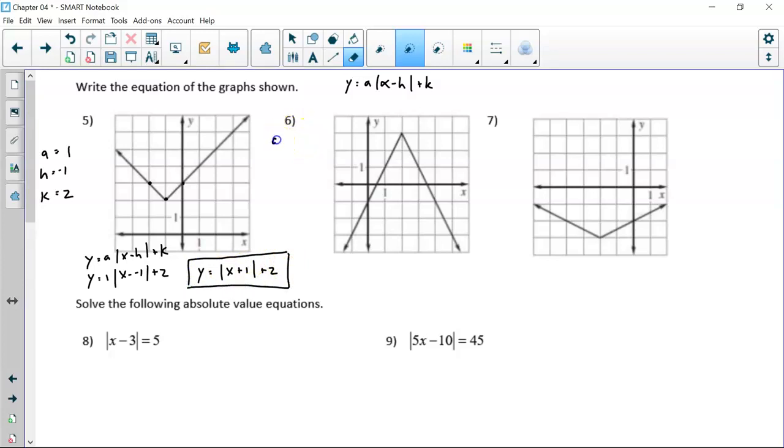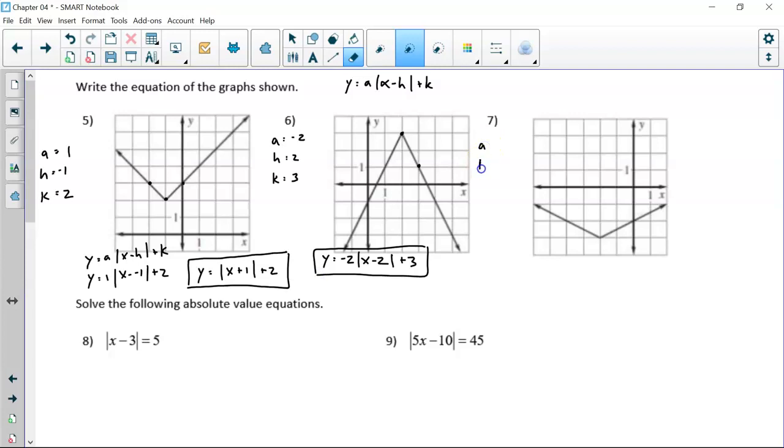For number 6, a, h, and k. So our vertex, we're going to the right 2 and up 3. So it's going to be 2 and 3 for h and k. And a, if you look, to go from the vertex into the next point that we can easily read, we're going down 2 and to the right 1. So we're going down 2 over 1, so a is a negative 2. So y equals negative 2, absolute value of x minus 2 plus 3. And there is our absolute value function.